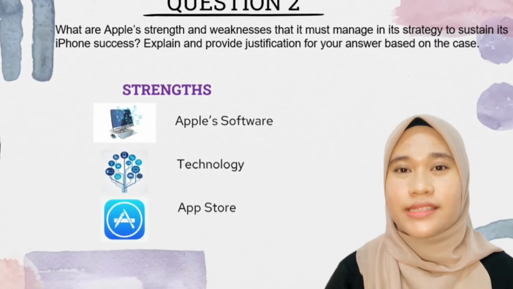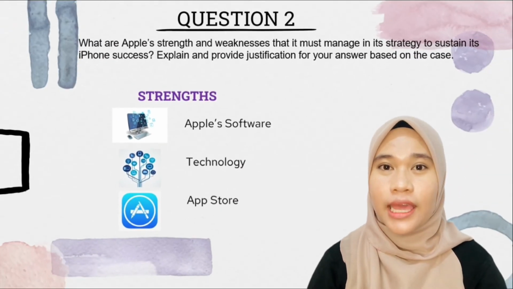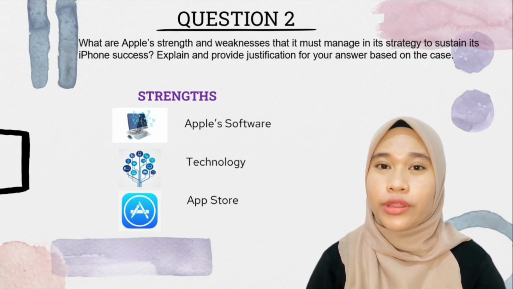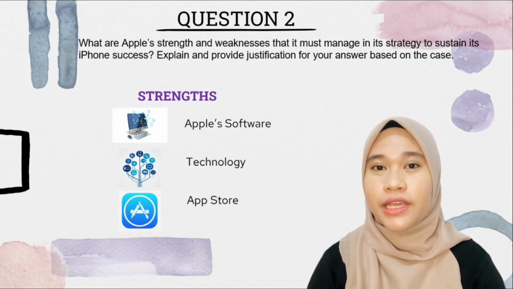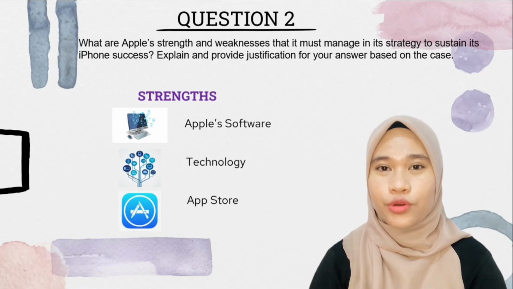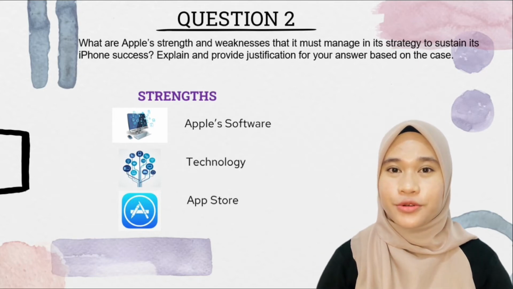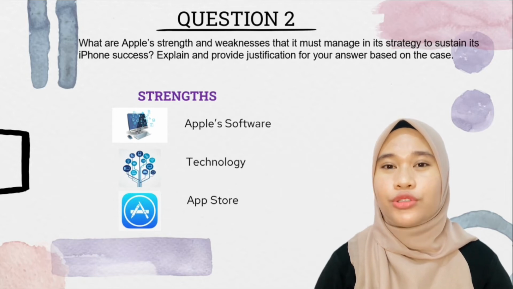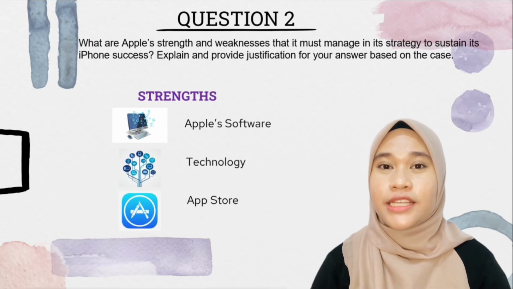The third one is the App Store. Based on the case study, Apple launched their App Store in 2008 and already has more than 1.85 million applications now. Next, Apple also generates revenue from the App Store, which is the sale of music, books, and applications. So, Apple must maintain their dominance over the App Store so that they will not rely on other companies such as Android brands that rely on Google.